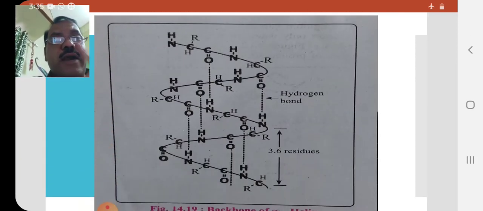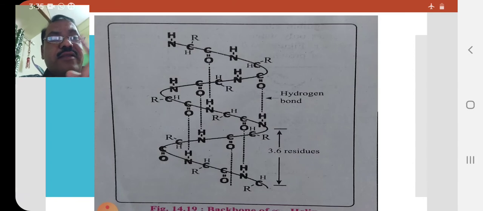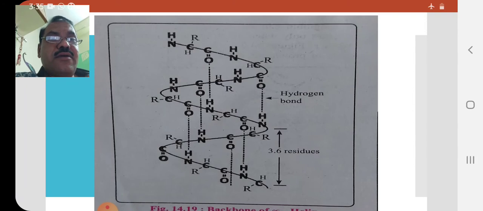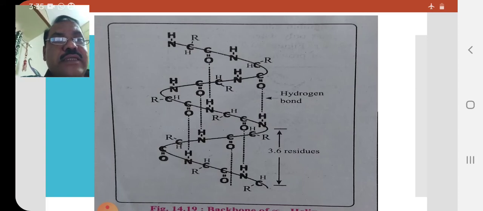The structure is spiral, and the spiral is right-handed, in a clockwise direction, and the hydrogen bond is shown by a dotted line. You can see the CO group of the first and the NH of the fourth amino acid, they form a hydrogen bond. So there are many hydrogen bonds, and it shows a fiber type structure, a coiled structure.